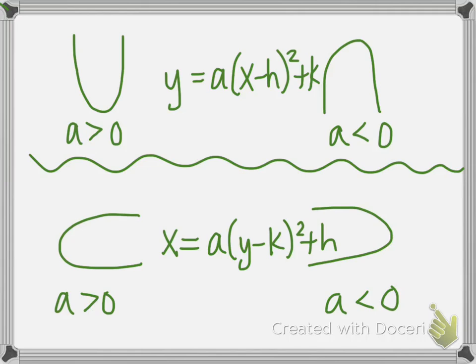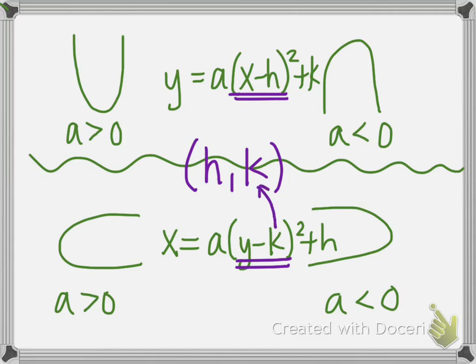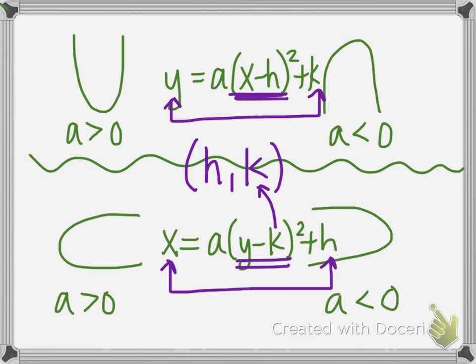Now, the other thing to keep in mind is that the vertex in either situation is going to be (h, k). Also remember that inside the parentheses is going to be the opposite of what it looks like. So here it's negative k, but in our vertex it's positive k. So the vertex is always going to be (h, k). The k value is with the y, and the h value is with the x. In this situation, the outside parts and the inside parts, same thing here. Y is outside with the k, and the h is inside with the x.